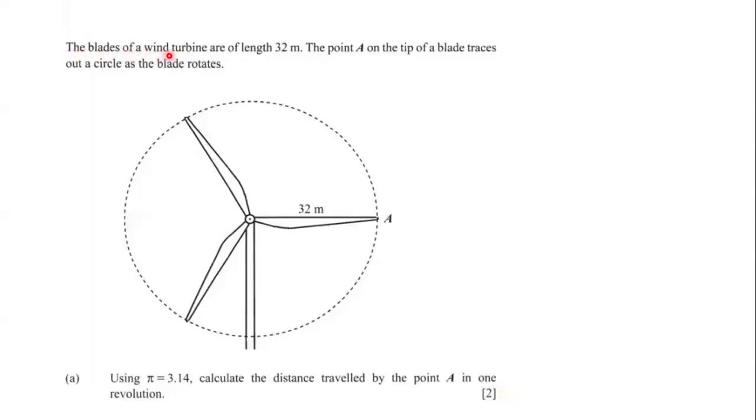The blades of a wind turbine are of length 32 meters. The point A on the tip of a blade traces out a circle as the blade rotates. Using pi as 3.14, calculate the distance traveled. Calculate the distance traveled by the point A in one revolution.